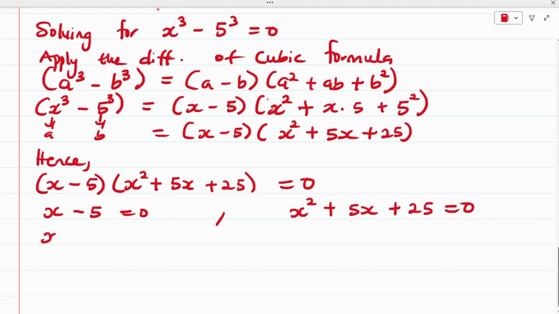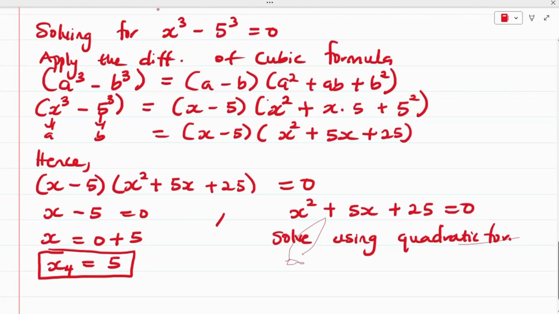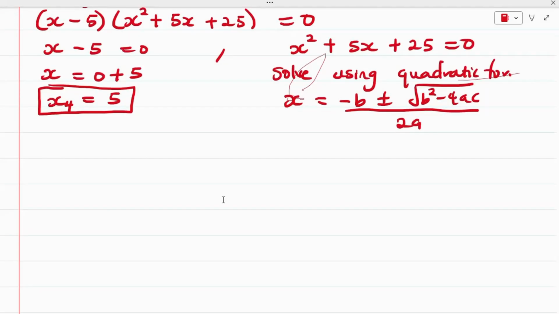So from here we have that x is equal to 0 plus 5, so x is equal to 5. I'm going to call this x4. So the value of x4 is equal to 5. So let's solve for this other part. We're going to solve using the quadratic formula, which states that x is equal to minus b plus or minus the square root of b square minus 4ac, all over 2a, and we have that a is equal to 1, b is equal to 5, and c is equal to 25.